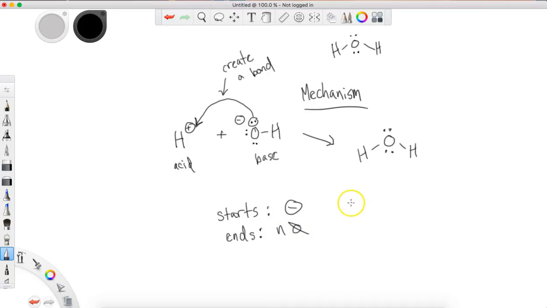If something starts as neutral, so if something starts with no charge, and then it decides to donate electrons, so it's giving the electrons over even though it didn't have excess electrons to start with, it is now positive. Okay, so we'll take a look at this in one of the other examples that's coming up.